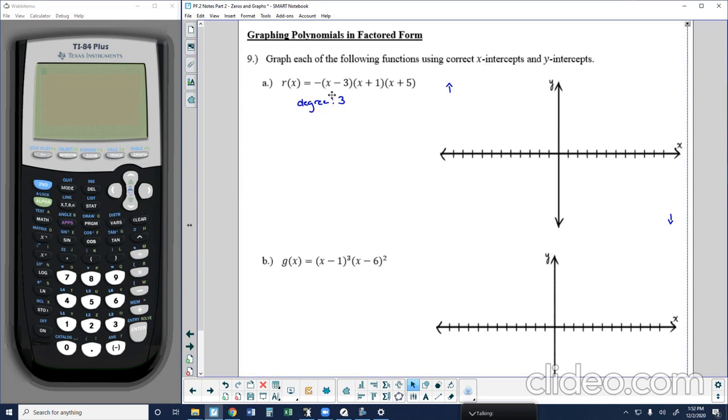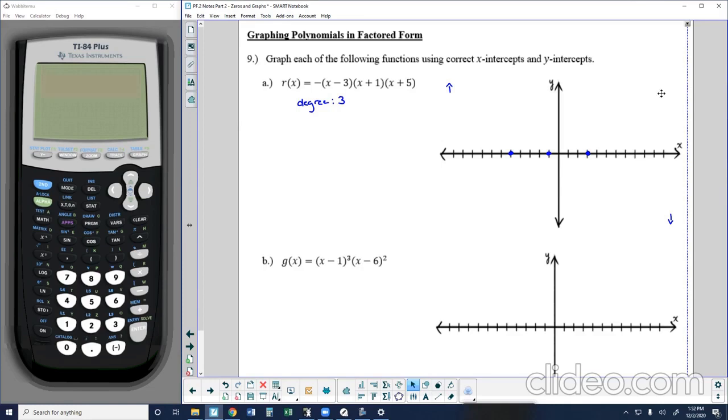It's already been factored for me, which is nice. I know that my x-intercepts are solutions to this equation, so they're going to be the zeros created by these factors. So x plus 5 is going to give me a zero of -5. So there's my zero at x equals -5. x plus 1, if I set that equal to 0, would give me -1. x minus 3 would give me +3. So I'm going to sketch each of those in.